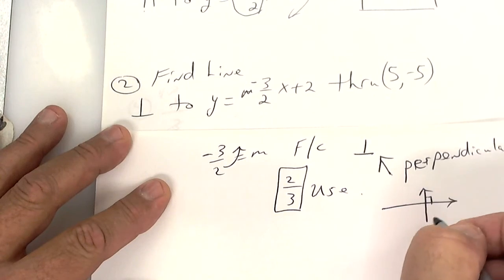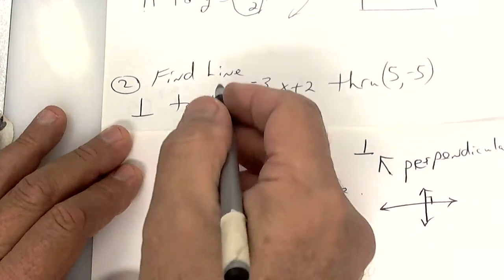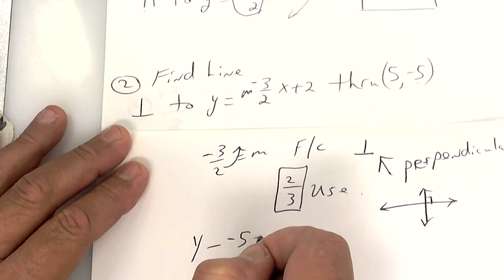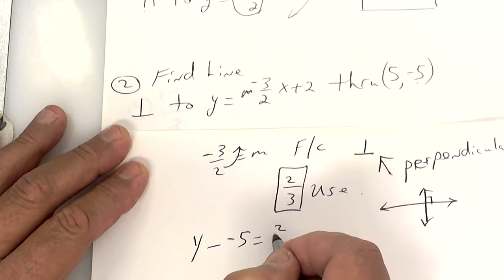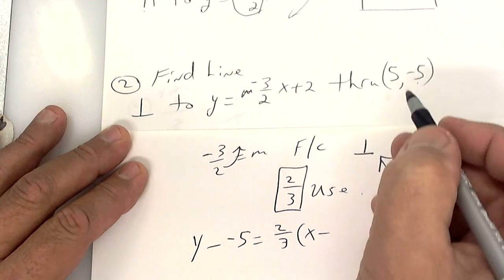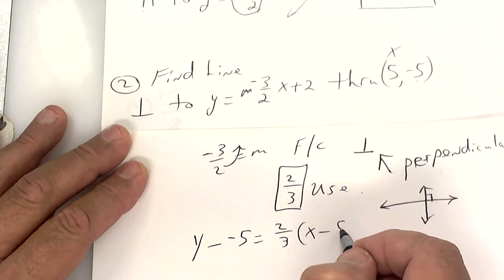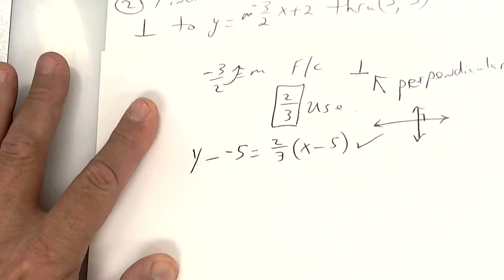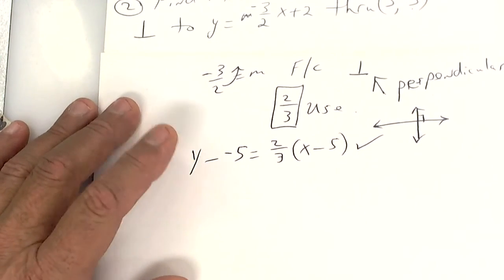Okay, so those lines, we're going to have y minus my y, which is still a negative 5, is equal to my slope, which is 2 over 3, and then x minus my x. And my x here was 5. Okay, and again, if they don't tell you how to do it, you're done. That's point slope. Any questions on this?